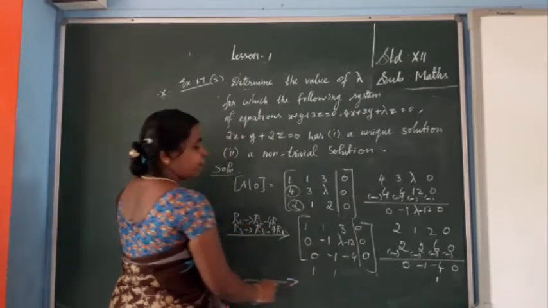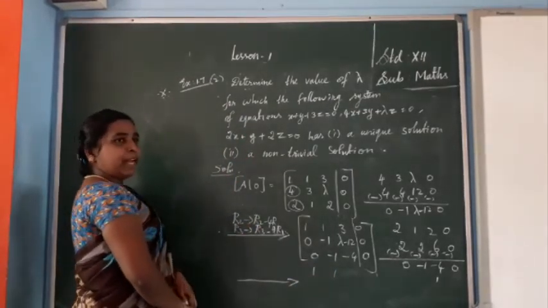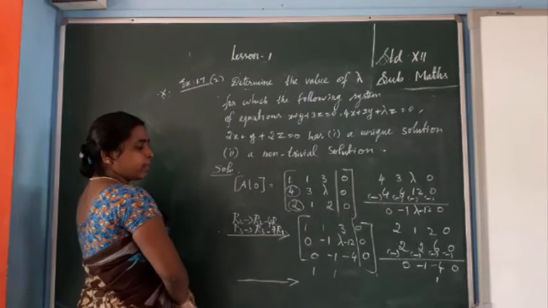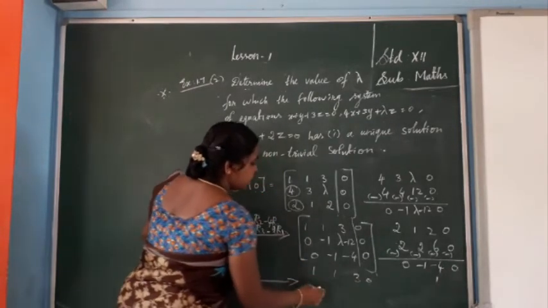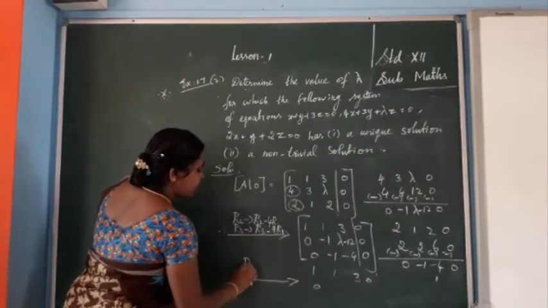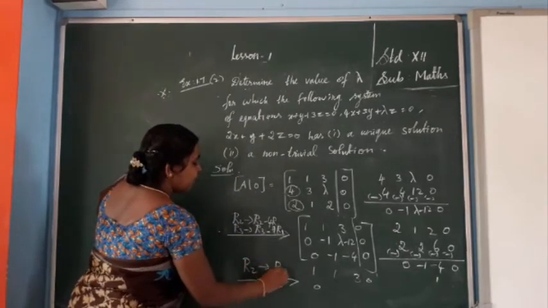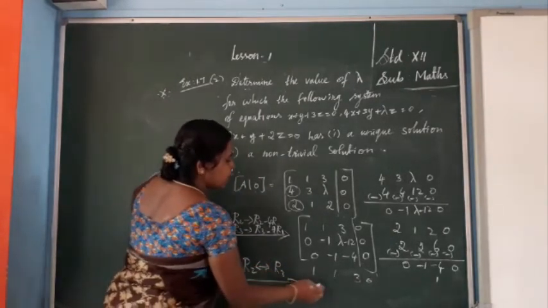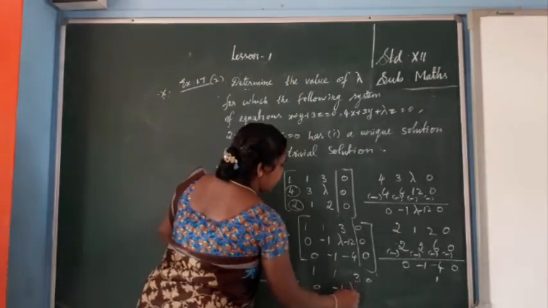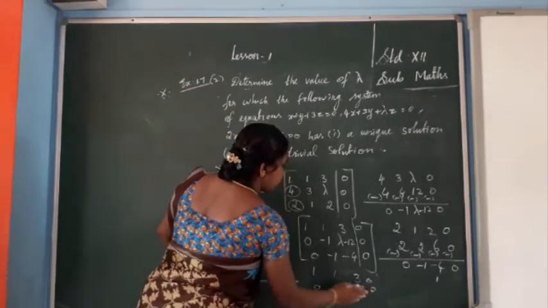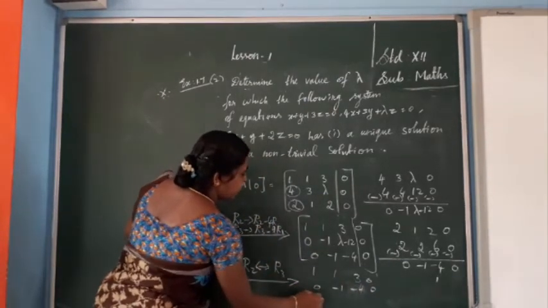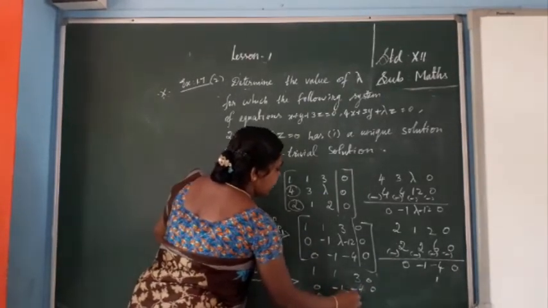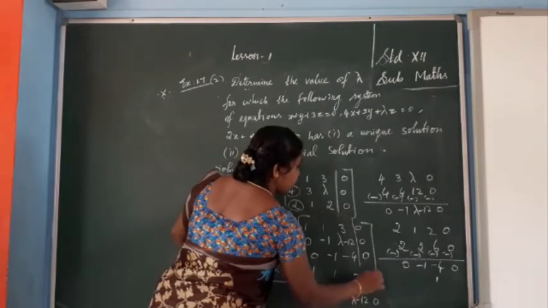So that's why I am going to convert it. Already in one problem we have seen a lambda and mu problem in the last class. Same method only. Here, 1 1 3 0. Next is 0. So here we have to write R2 gives R3, R3 gives R2: 0 minus 1 lambda minus 12 0, sorry, minus 4. Next, R2 you write in R3 place: 0 minus 1 lambda minus 12 0.